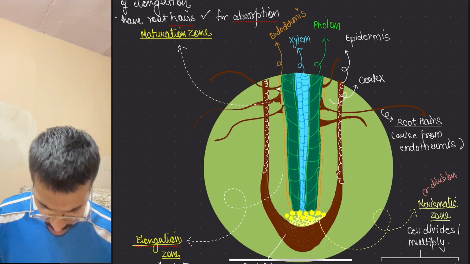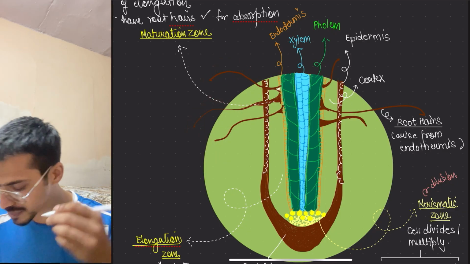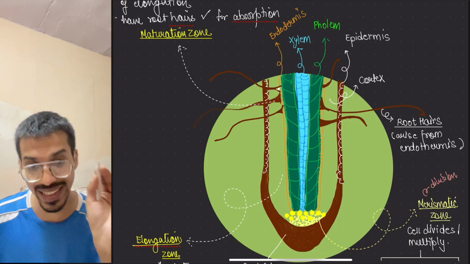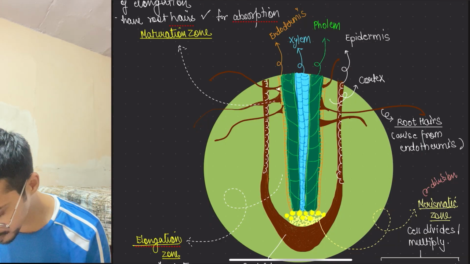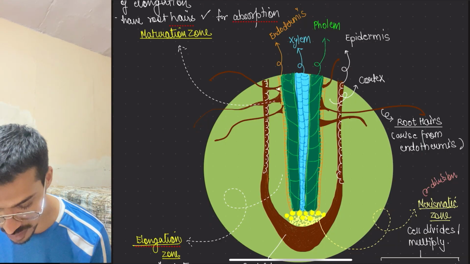Sorry, not from the endodermis. I made it wrong. Okay, endodermis will give a secondary growth. We will learn it later. Okay, this is a little wrong. So what is going to happen? Let me just make it better.